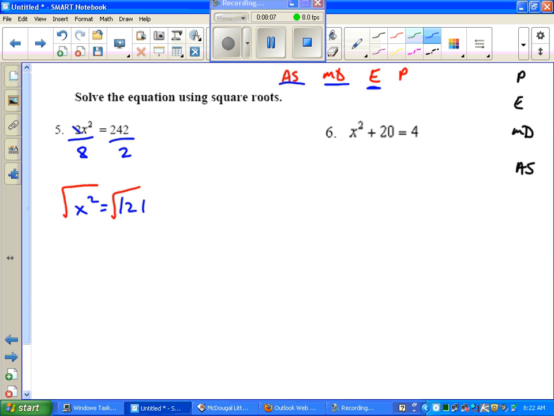So we have the square root of 121, or what times itself is the number 121. X equals 11. Remember that that's the principal square root. You can also say that the number negative 11 will work as well.